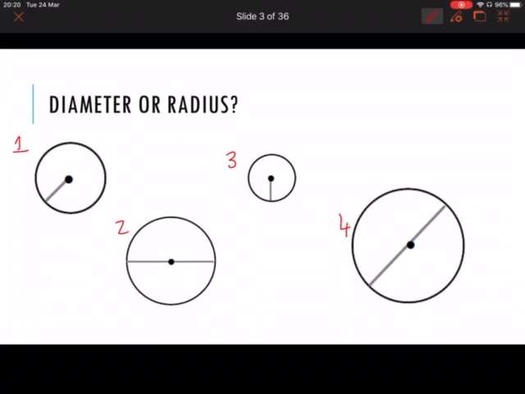Okay guys, so in the first one we've got a radius. It goes from the centre to one point of the circumference. For circle 2, it's definitely a diameter. It stretches from one point of the circumference to another, going straight through the centre. In 3, we've got another radius, and in 4, we have a diameter. Okay, if you didn't get these right, it's a good idea to go back to the previous slide, rewind the video, and watch it again. Okay, guys?